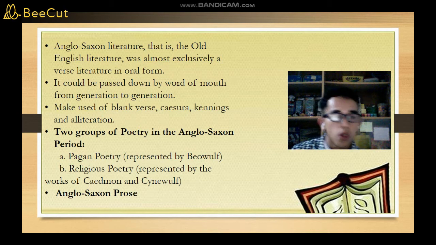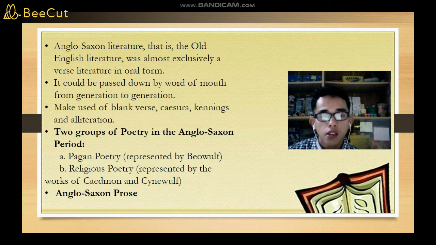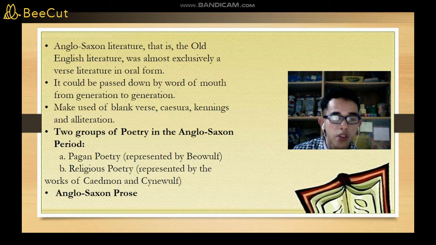There are two groups of poetry in the Anglo-Saxon period. First, the pagan poetry, which is represented by Beowulf, and the religious poetry, represented by the works of Caedmon and Cynewulf. If you observe, I haven't presented or elaborated some examples because those things will be discussed by the next presenter. They also have prose during the Anglo-Saxon period.